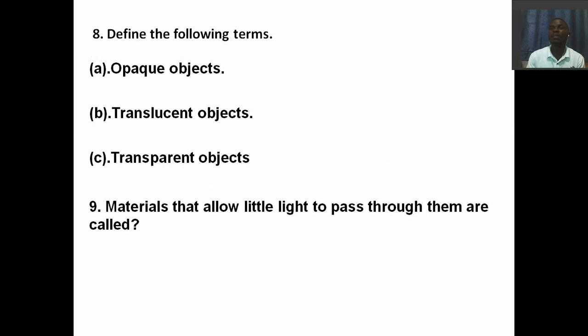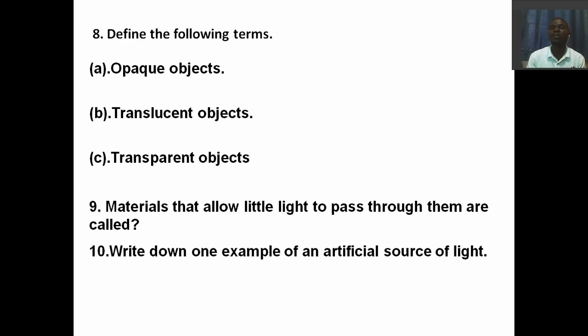Then number 9 was saying materials that allow light to pass through them are called, these are transparent. Materials that allow little light to pass through them are translucent. So the answer for number 9 is translucent objects, objects that allow little light to pass through them. Then number 10 was saying, write down an example of an artificial source of light. You can write candle, lanterns. Those are examples of artificial sources of light.